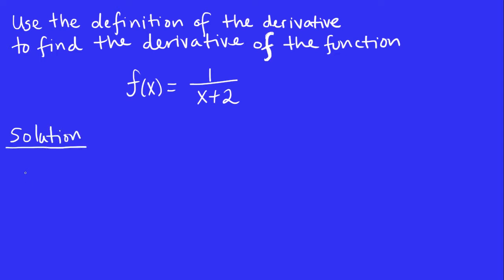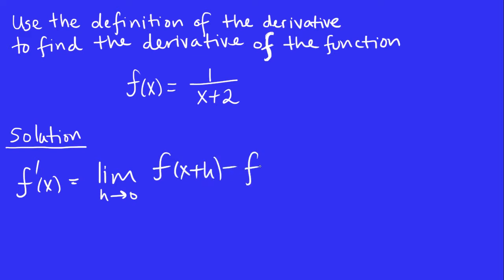Let's recall the definition of the derivative. It's defined as the limit as h goes to 0 of f of x plus h minus f of x all over h. So the first challenge is, what do you replace f of x plus h by? We know what to replace f of x by, right? Because f of x is 1 over x plus 2. So we're going to replace f of x by 1 over x plus 2.